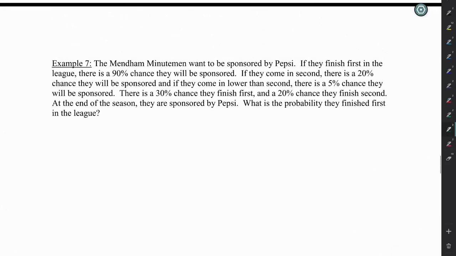The Mendham Minutemen want to be sponsored by Pepsi. If they finish first in the league, there's a 90% chance they will be sponsored. If they come in second, there is a 20% chance they will be sponsored. And if they come in lower than second, there is a 5% chance they will be sponsored. There is a 30% chance they finish first, a 20% chance they finish second. At the end of the season, they are sponsored by Pepsi. What is the probability they finished first in the league?